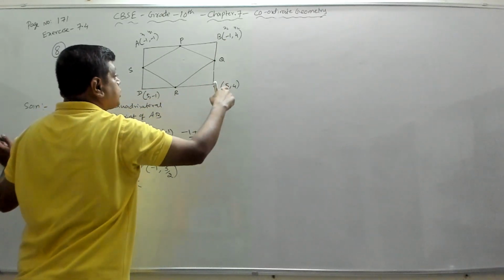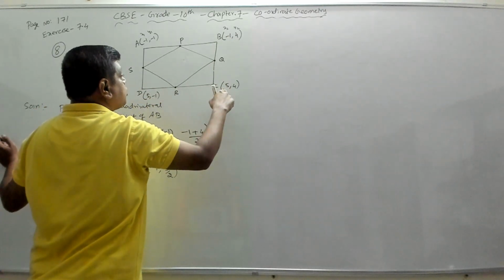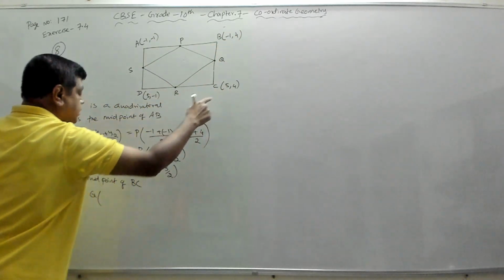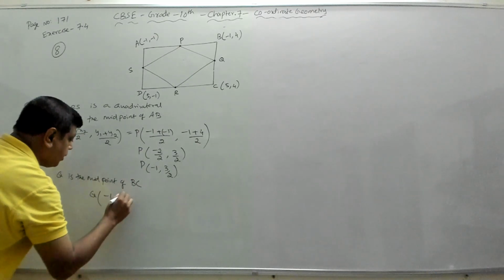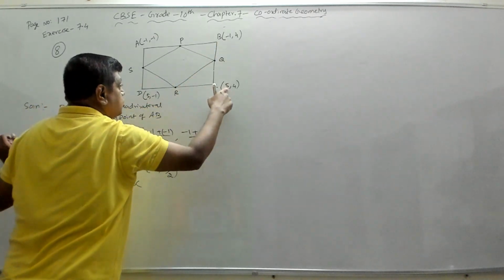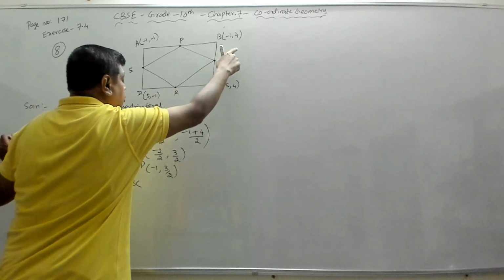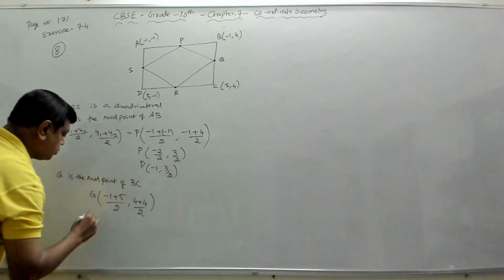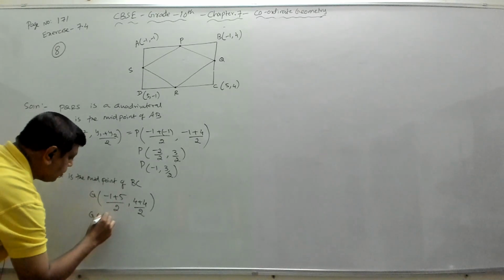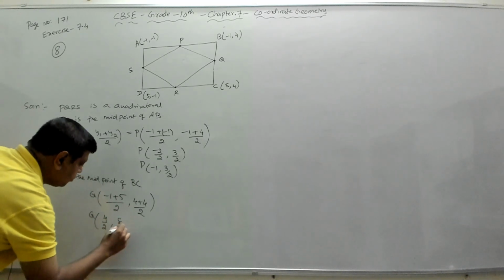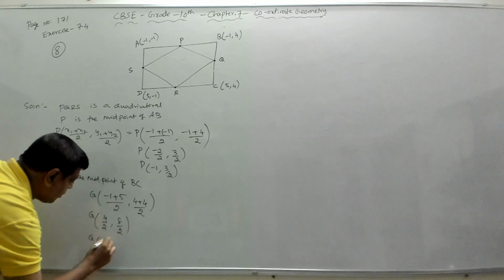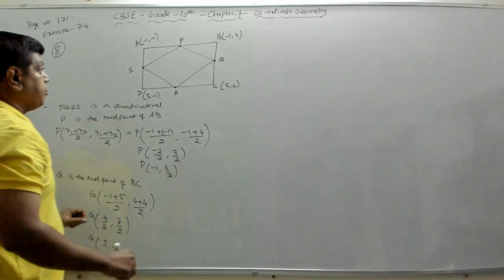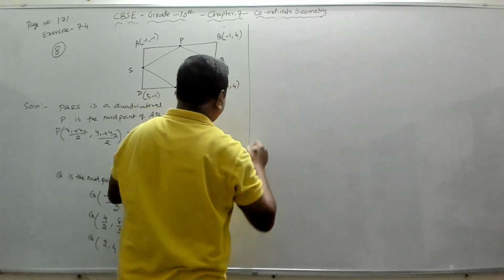So x1 plus x2 by 2. We'll take this as x1, y1, x2, y2. So you get -1 plus 5 by 2, then y1 plus y2, 4 plus 4 by 2. So you get Q as 4 by 2, comma 8 by 2, which means Q is 2 comma 4. So point Q is 2 comma 4. So we have found point Q also.